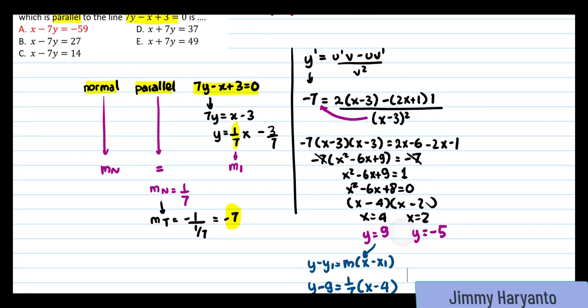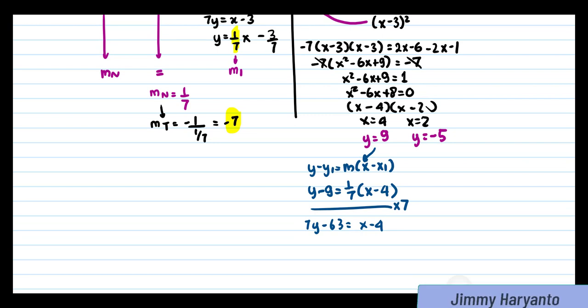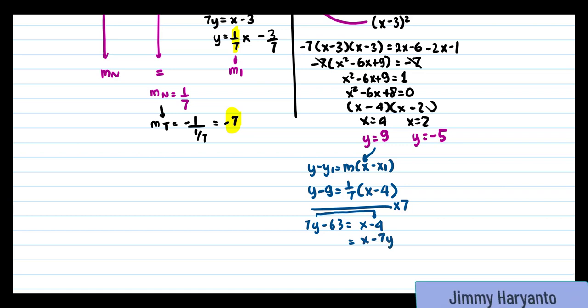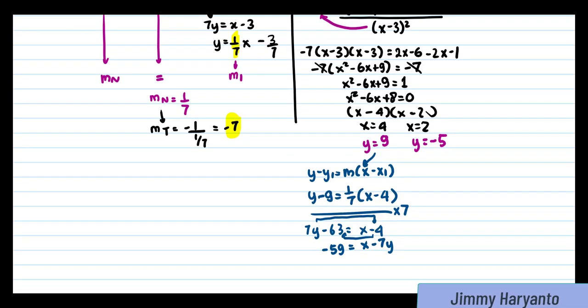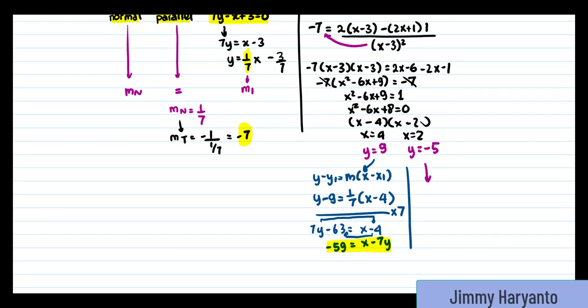So this equation can be rewritten as x minus 7y, like that. If I move the 7y to the right hand side, and then move the negative 4 to the left hand side, you will have negative 59. Let's check the answer. Yeah, we already have it. If you do not see this answer in the options, I think you have to do the other one. Okay, next is number 7.